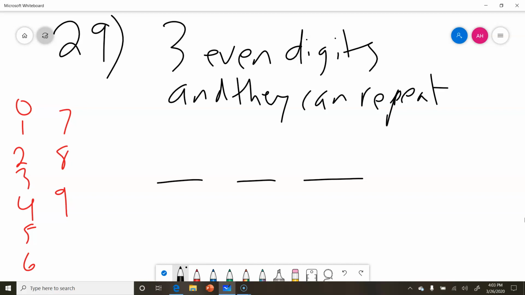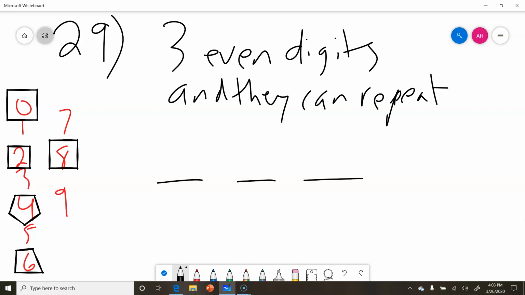Well, we're going to call 0 even just because we like that. So we're going to say 0, and there's 1, 2, 3, 4, and 5. Look at that. There are 5 that are even. But that's 5 out of how many? That's 5 out of 10 digits. And they can repeat, so we stay 5 out of 10 digits. And then again here, we have 5 out of 10 digits for the last one.